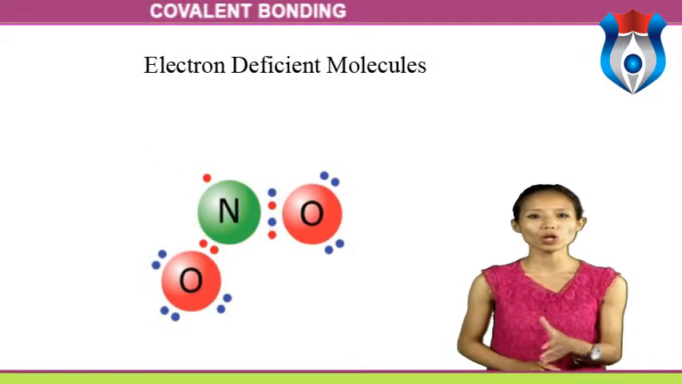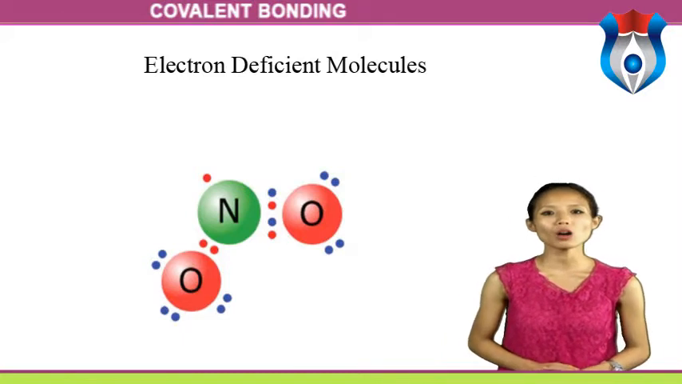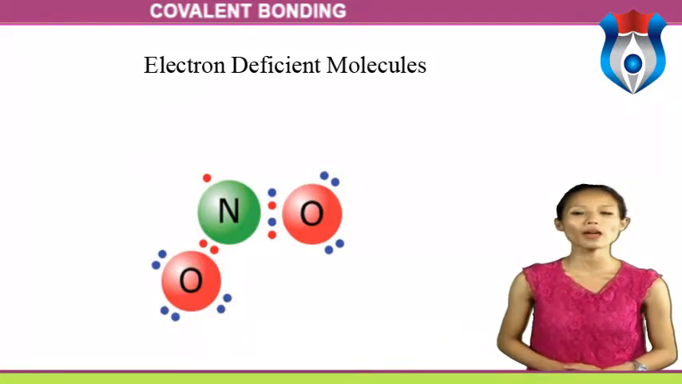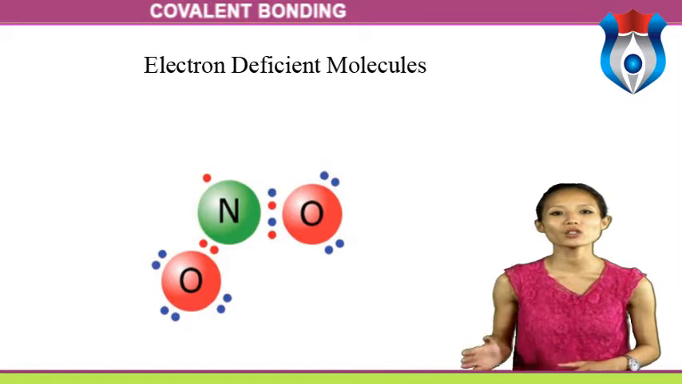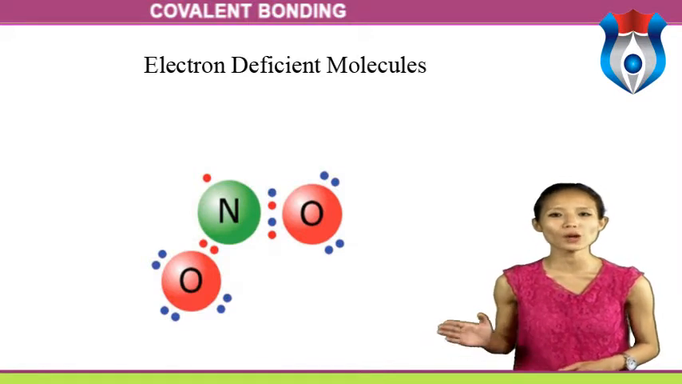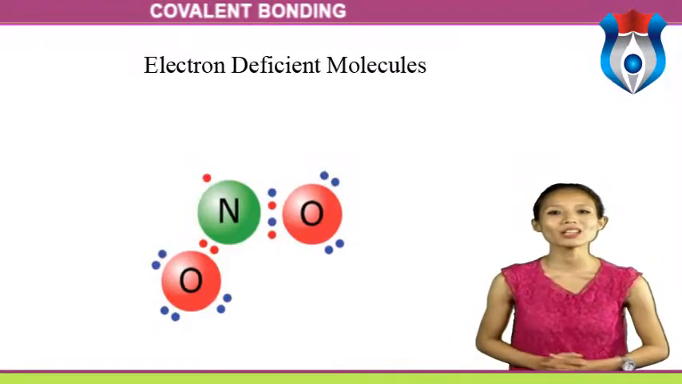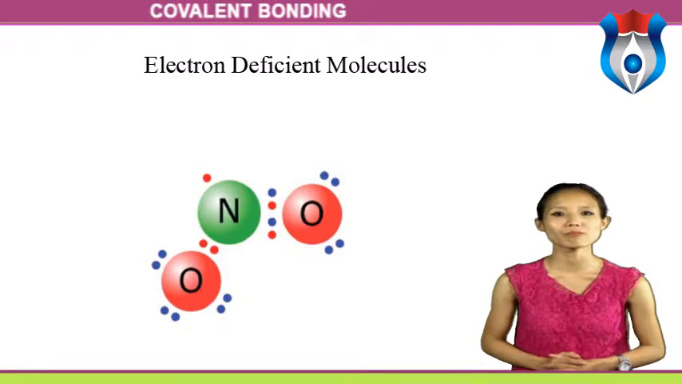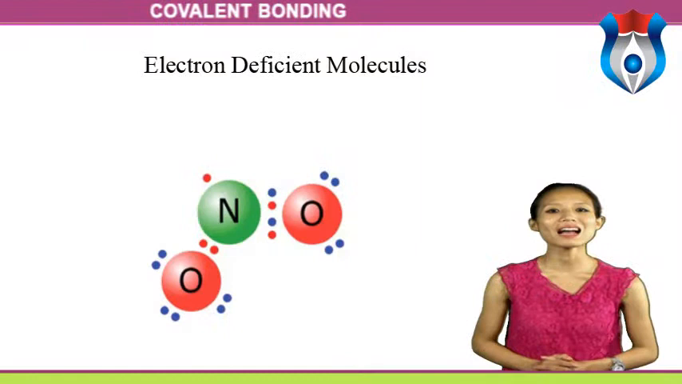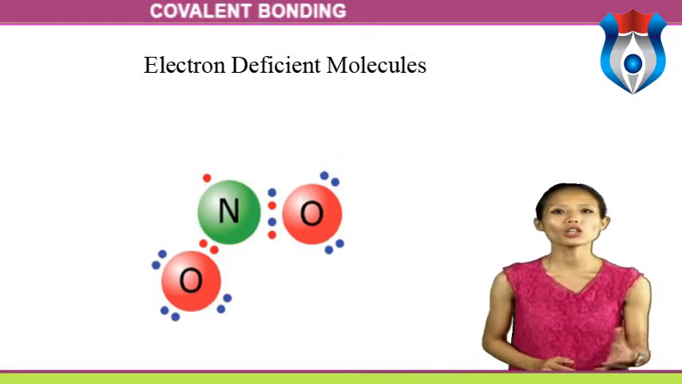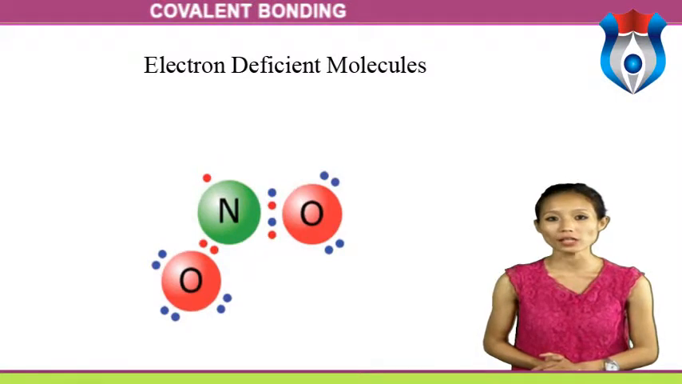Electron deficient molecules. There are exceptions to the octet rule, such as NO and NO2, in which the nitrogen atom does not have a full outer shell. The molecule is said to be electron deficient as it is missing an electron. Nitrogen dioxide has only 7 electrons in its outer shell. It is electron deficient. Molecules such as this are usually very reactive.